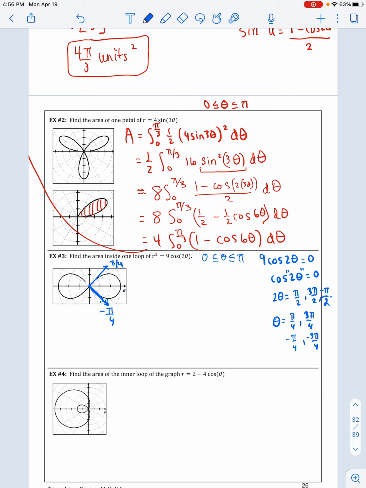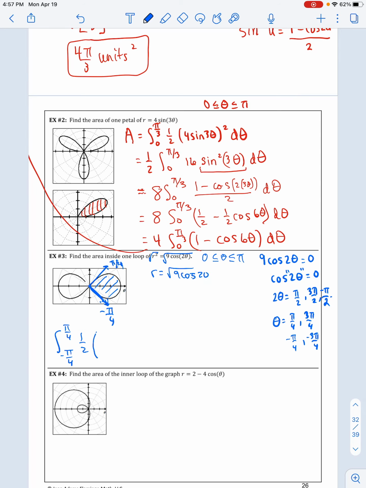And this is our negative pi over 4. And so if I want just one loop of this, I could integrate from negative pi over 4 to positive pi over 4. And that would be my 1/2. Now, think about this. You have to solve for r here. So your r is the square root of 9.